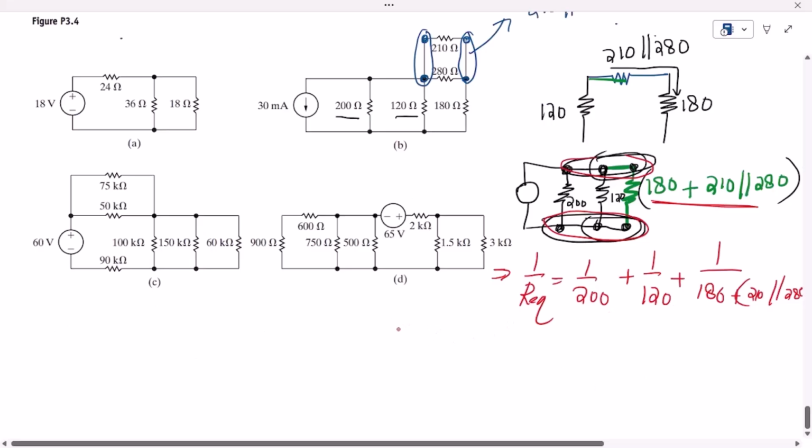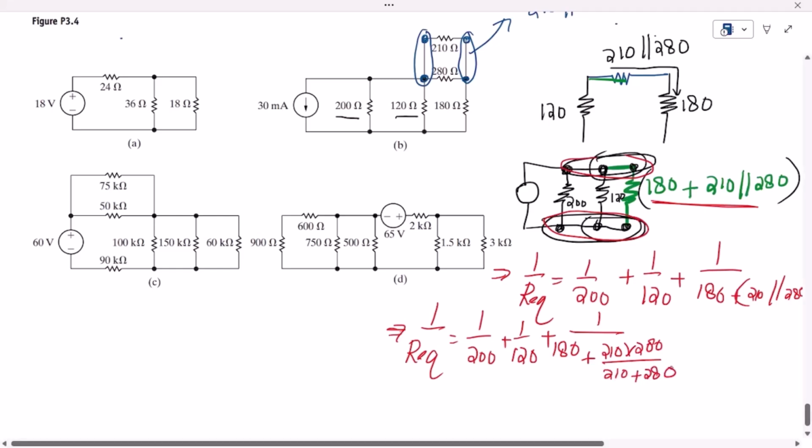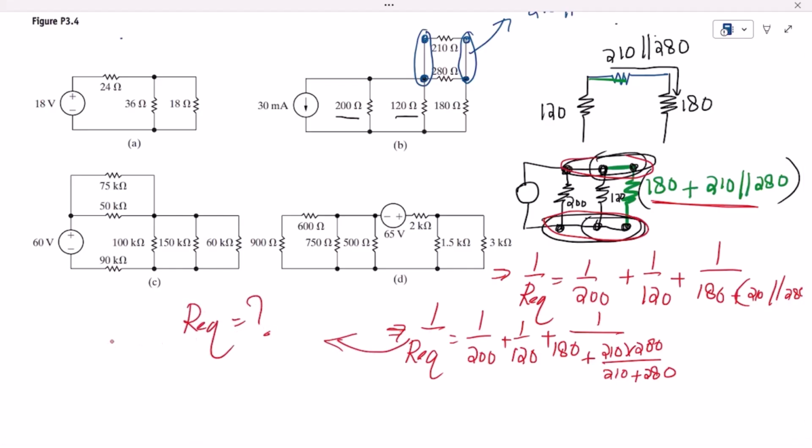Okay, now simplifying it and finding the output, it will be 1 over R equivalent, which is 1 over 200 plus 1 over 120 plus 1 over 180 plus 280. So 210 multiplied by 280 divided by 210 plus 280. Once you find it, take the reciprocal of it, and R equivalent will be found, and it will be what?